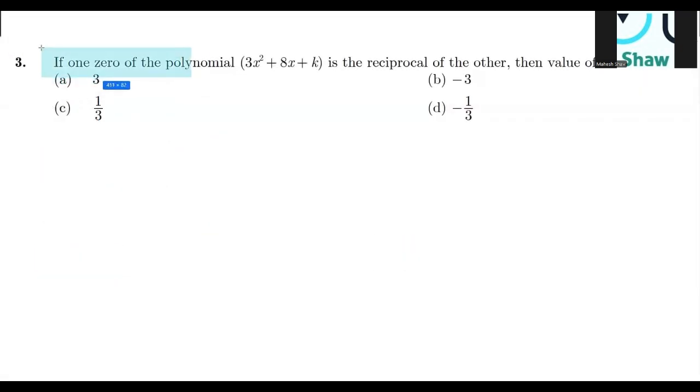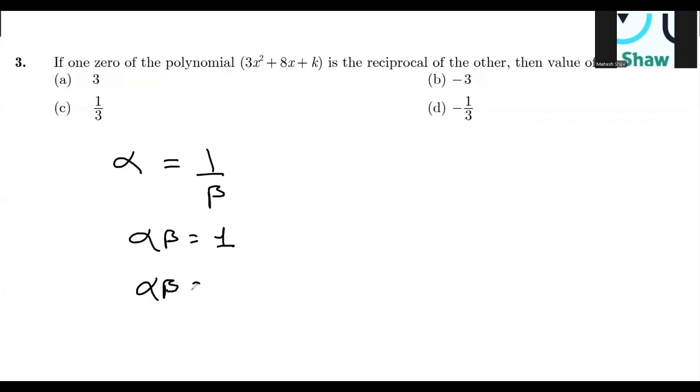In the third question, it says one zero of the polynomial is the reciprocal of the other, and we have to find the value of k. So what we know is, let's say if I take one zero as alpha and the other as beta, so I can say that alpha is the reciprocal of beta. Now if I do cross multiplication, we get alpha times beta is equal to 1. What we know is that the product of the zeros, this is alpha into beta, is nothing but c by a.